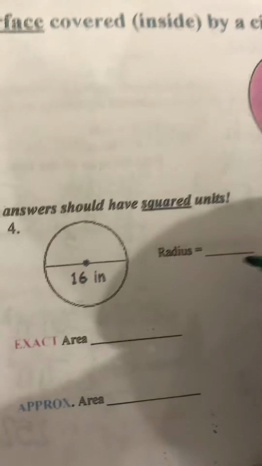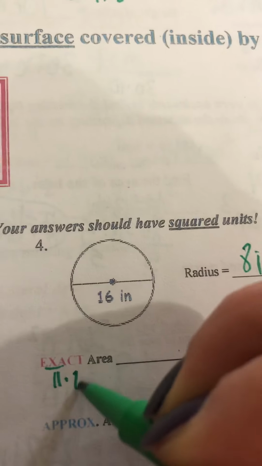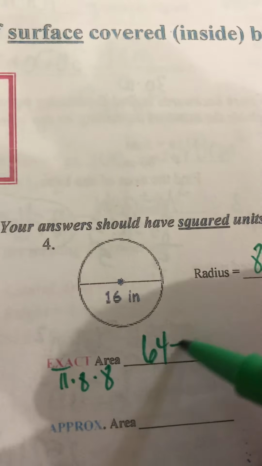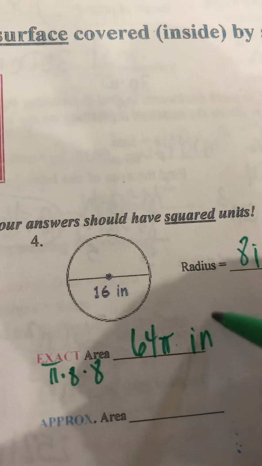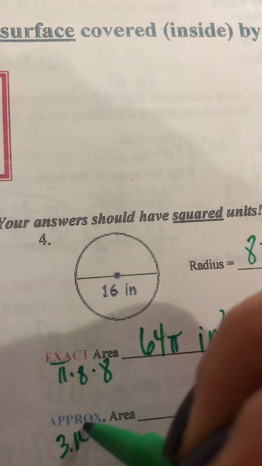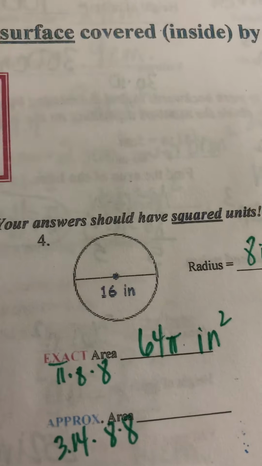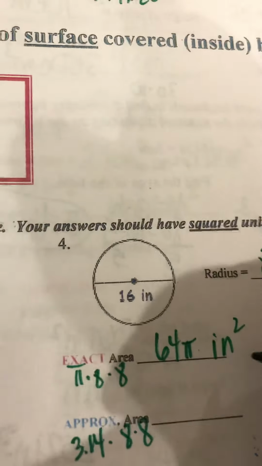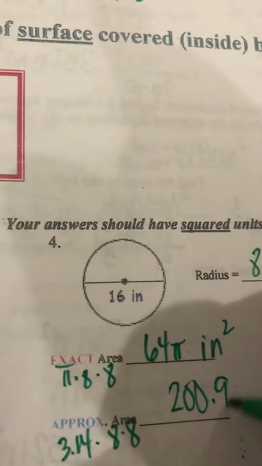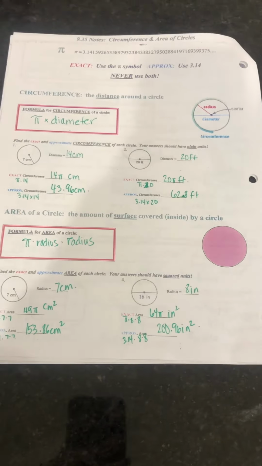In number 4, the radius is 8, right? Because 16 is the diameter. So exact would be pi times 8 squared, or 64 pi inches squared. And then 3.14 times 8 squared, or 64 times 3.14, 200.96. That should have felt very easy to you. We have done this a lot. We just did one more quick review, circumference and area.